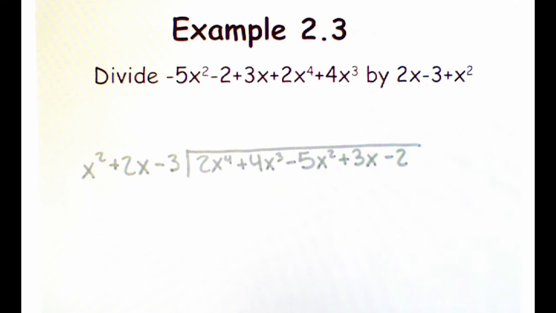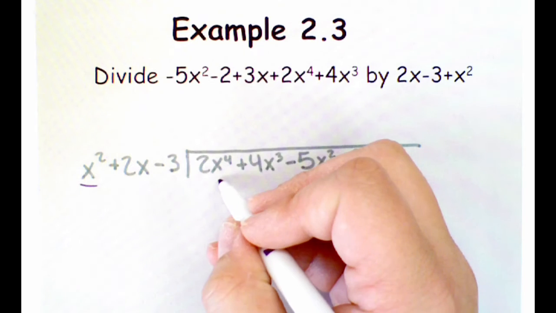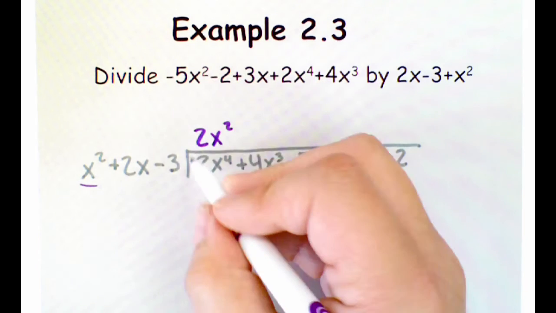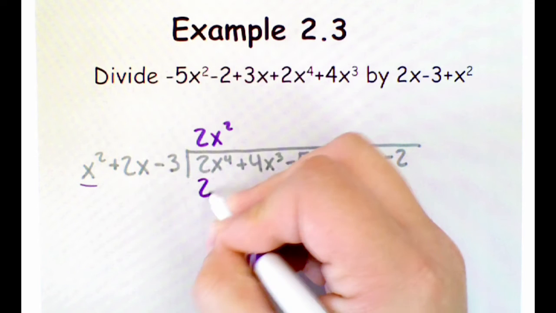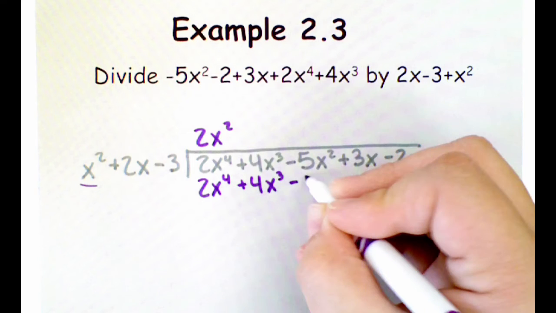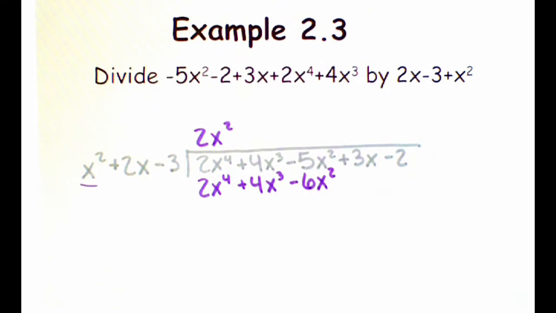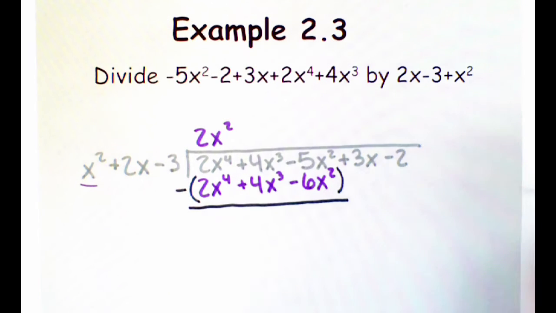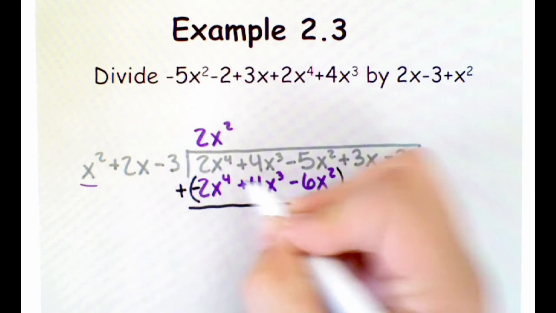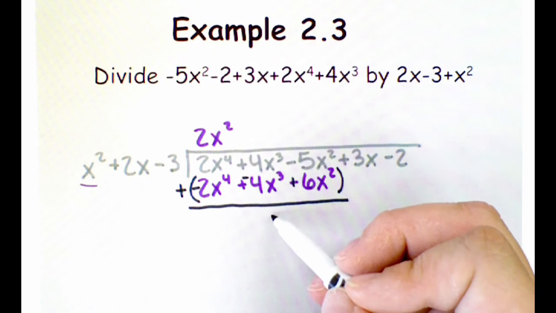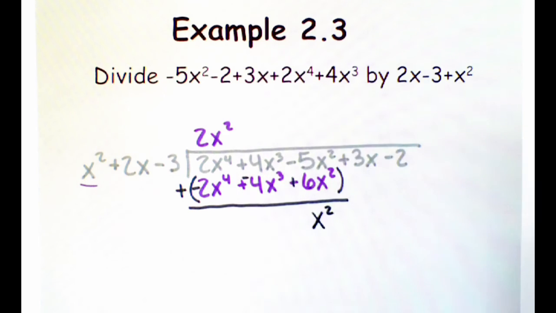All right, now I take my first term, x squared, that's the one I'm worrying about. x squared times what makes 2x to the 4th power? That is 2x squared. Take that 2x squared, multiply it by the whole divisor. 2x to the 4th power plus 4x cubed minus 6x squared. Then I subtract. And now is when I find it really helpful to distribute the minus. Because I get a 0, I get another 0, and I get a positive x squared.